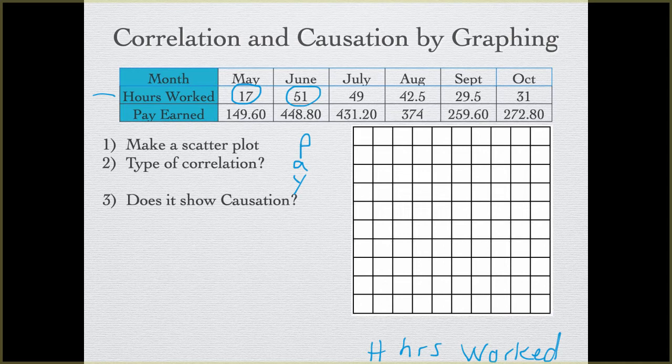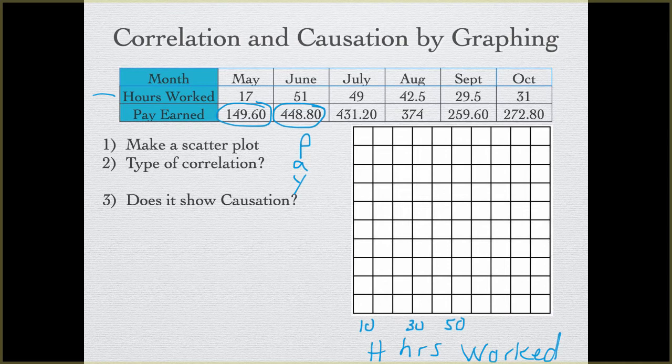I am just going to go by tens. So 10, 20, 30, up to 50. I can't go by fives, it wouldn't fit. So I'm just going to go by tens on that one. For our pay earned, our lowest pay is 149.60, and our highest pay is 448.